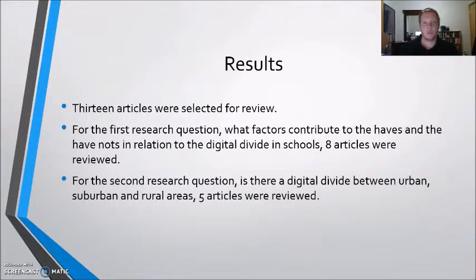So the results are as follows. 13 articles were selected for review. For the first research question, the factors that contributed to the haves and have-nots of the digital divide, 8 articles were reviewed. For the second research question, is there a digital divide between urban and suburban and rural areas, 5 articles were reviewed.